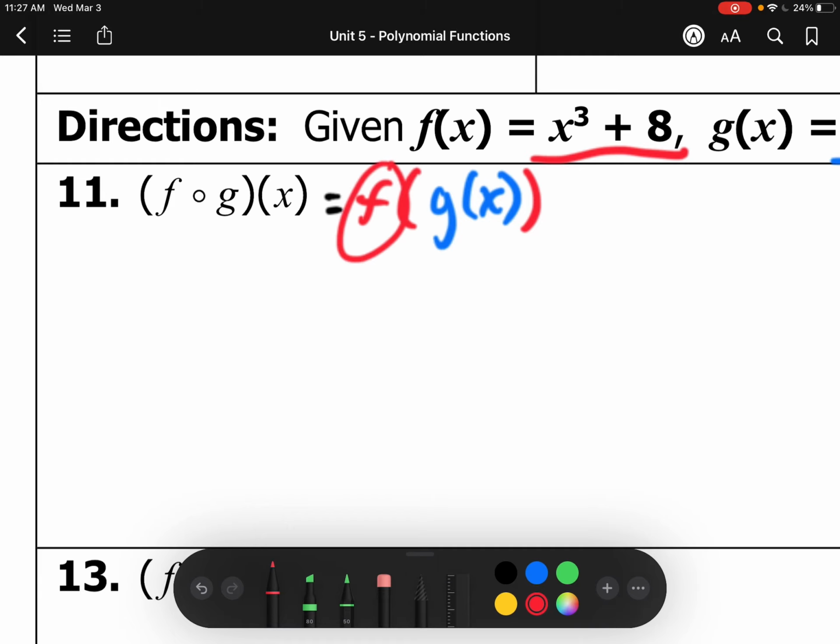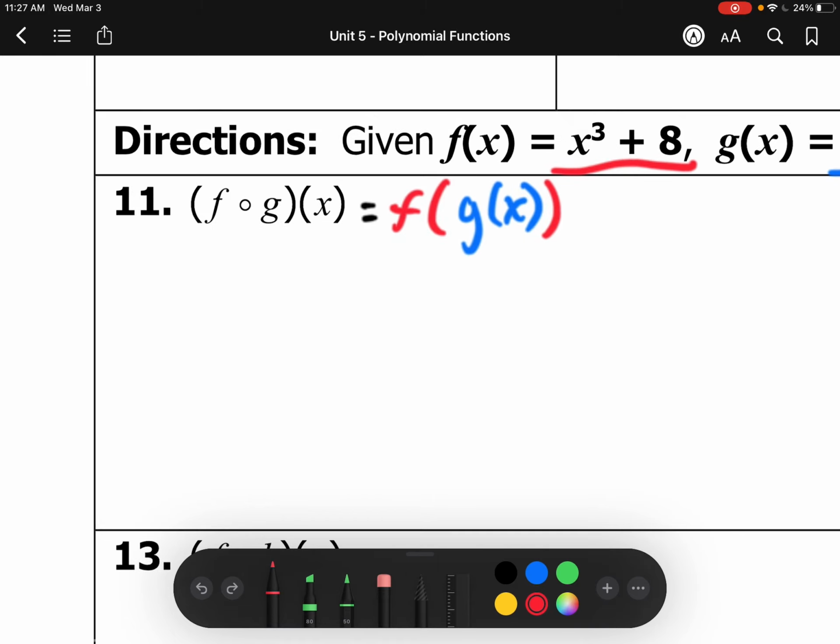So I know that my function is f and my input is g. So I'm going to rewrite function f. I know that function f of x is x cubed plus 8, right? So now I'm going to be replacing this x right here with g of x. So I'm going to write this x in blue so that you guys understand that this x is going to become function g of x.